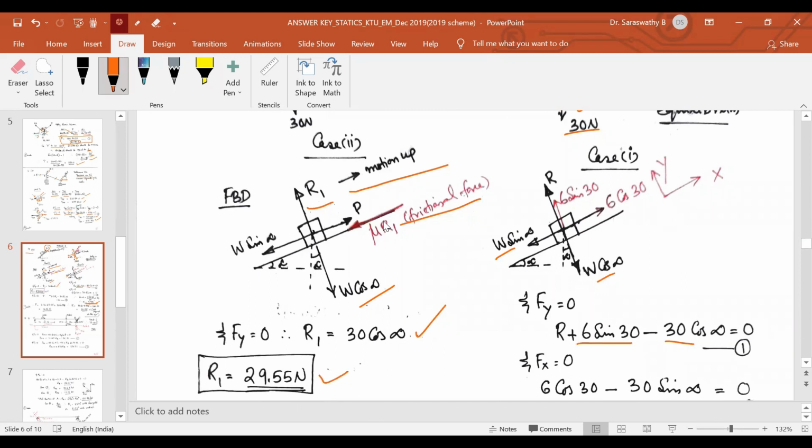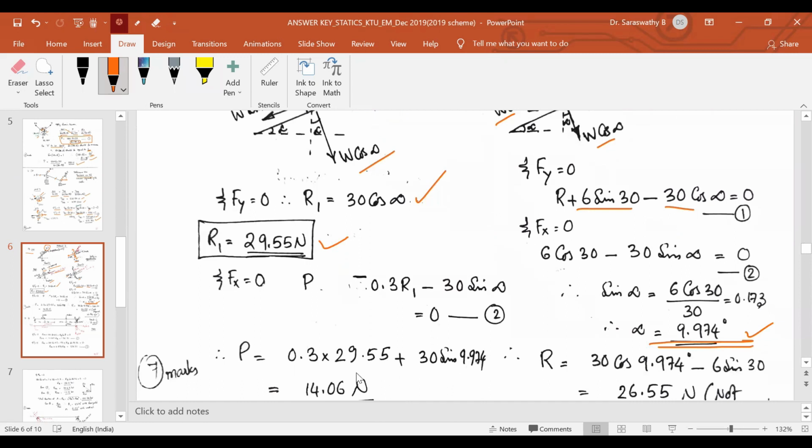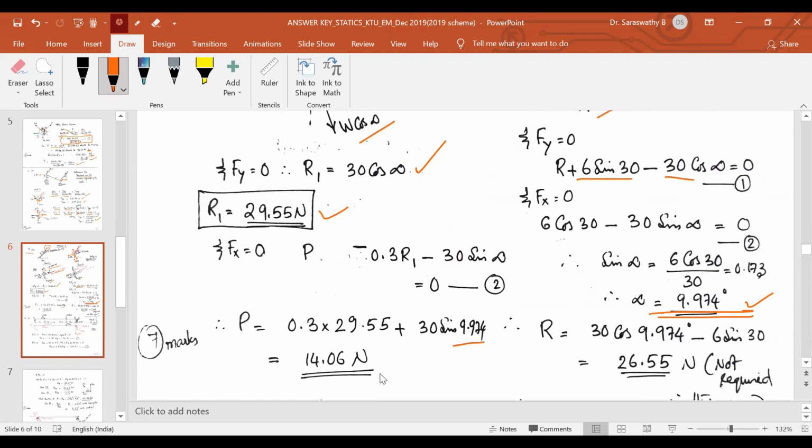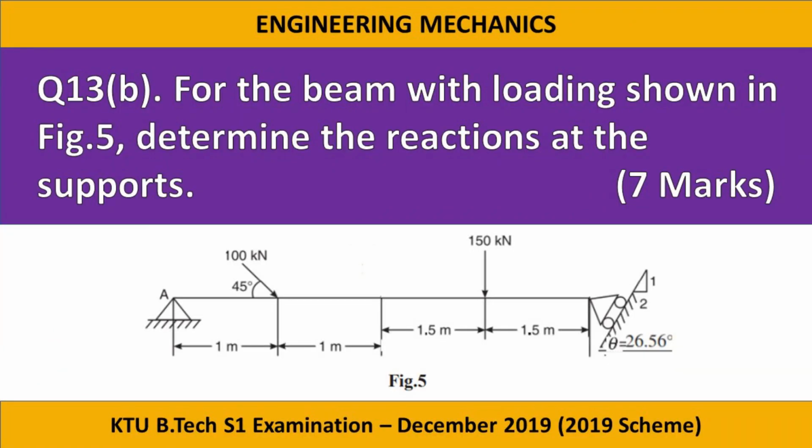Now resolving horizontally, P minus W sin alpha minus mu R1. P minus mu R1 minus W sin alpha is equal to 0. From that we get R1, we got from the first step, substitute here. Alpha value we have got already. We will get the force is equal to 14.06 Newton. It is 7 marks. Moving on to question number 13b.